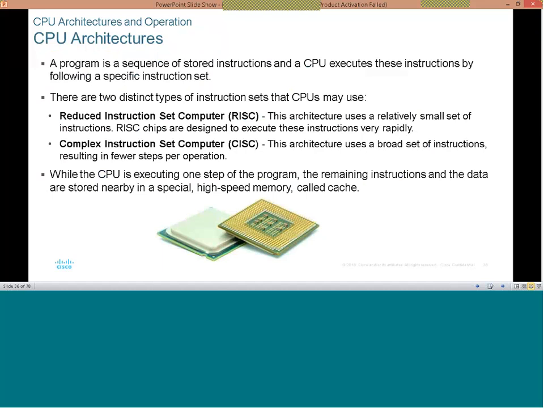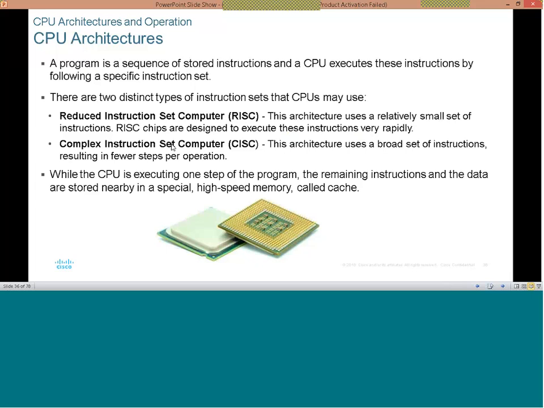So there are two distinct types of instruction sets that a CPU may use. And what are they? The CPU may use an instruction set defined as RISC, and RISC is the reduced instruction set computer. This architecture uses a relatively small set of instructions. So RISC chips are designed to execute these instructions very, very rapidly.